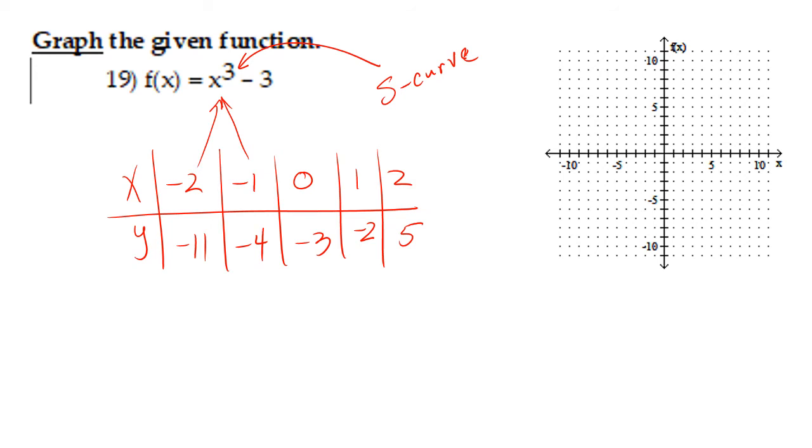When I plot these points, I have (-2, -11), which is way down here. (-1, -4) is here. (0, -3) is here. (1, -2) is here. And (2, 5) would go all the way up here. So when you connect the points, you notice what I said about an old country road. There's a twist or an S-curve in the middle of this graph.